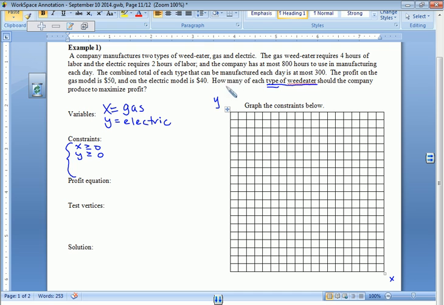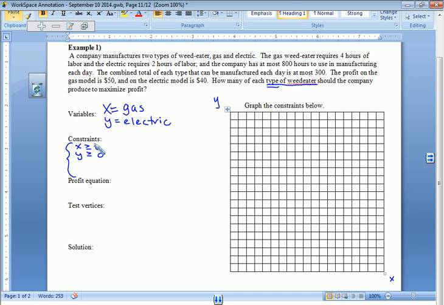Okay. Alright, when we're reading through, when we're looking for our constraints, we're looking for limitations. If we read the second sentence, it says the gas weed eater requires 4 hours of labor and the electric requires 2 hours of labor, and the company has at most 800 hours to use in manufacturing each day.